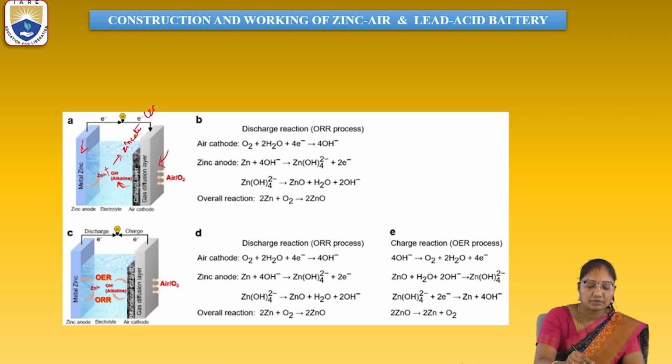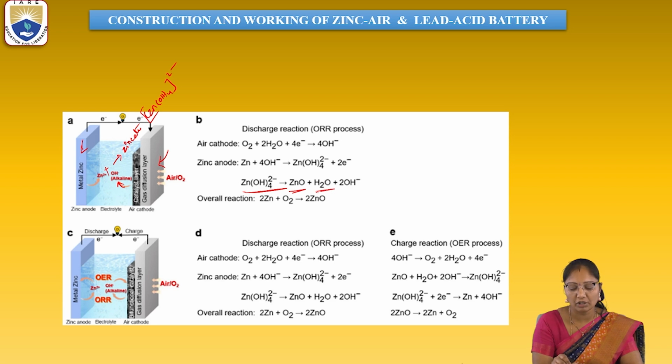So Zn(OH)4 2 minus, the zincate ions. These zincate ions, this is zincate. Again, it is converted into zinc oxide and water molecule plus 2 OH minus. Overall, our reaction is 2Zn plus O2 gives rise to 2ZnO.